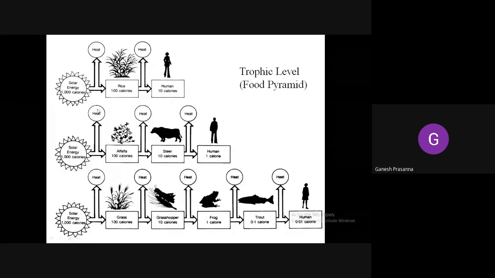So this is one example to say how much energy is present in the atmosphere and how much energy we are consuming. Out of 1000 calories, we only consume 1 calorie. And the rest, 999 calories, are lost in the atmosphere as heat.